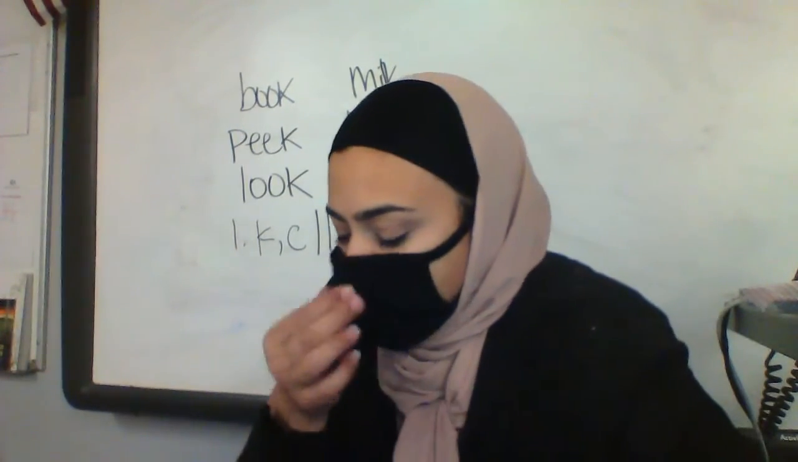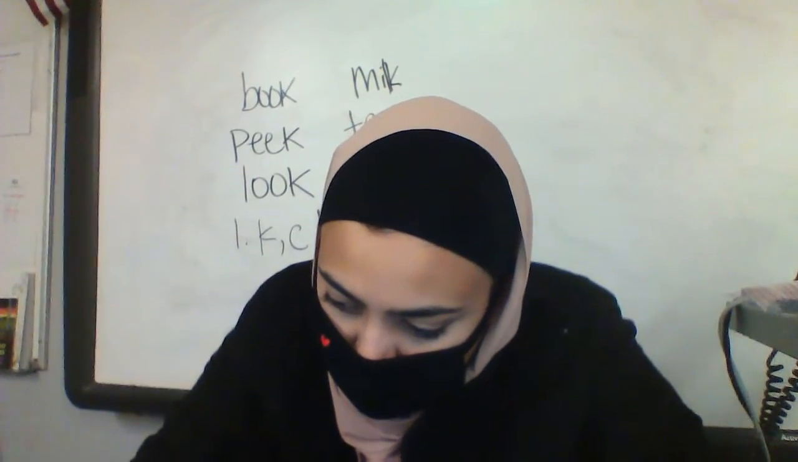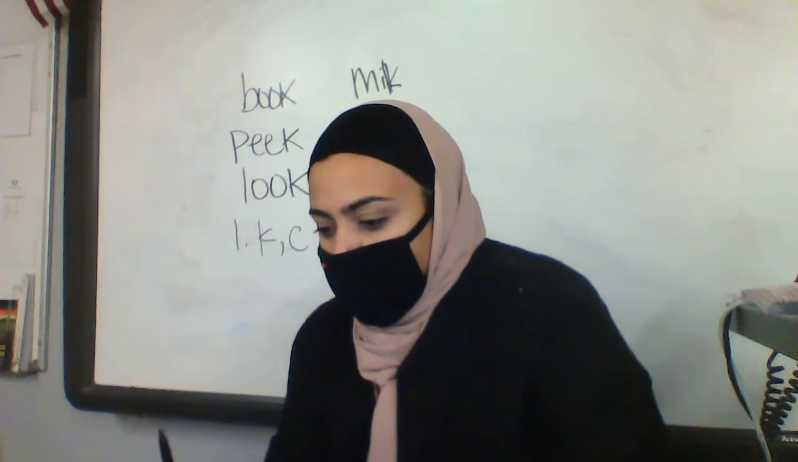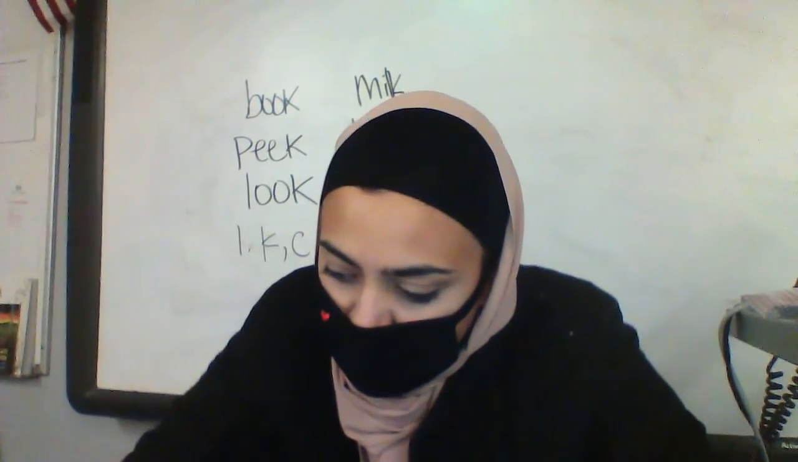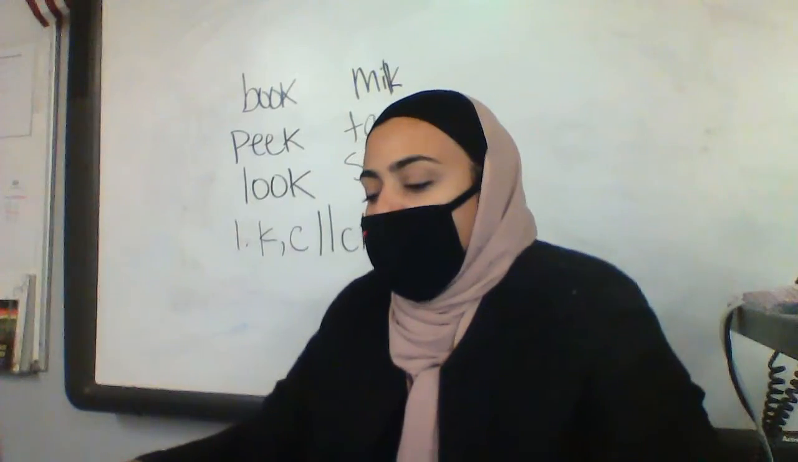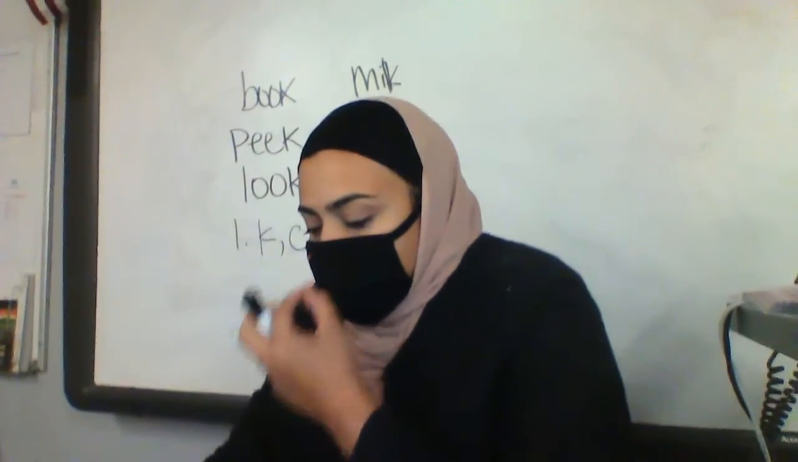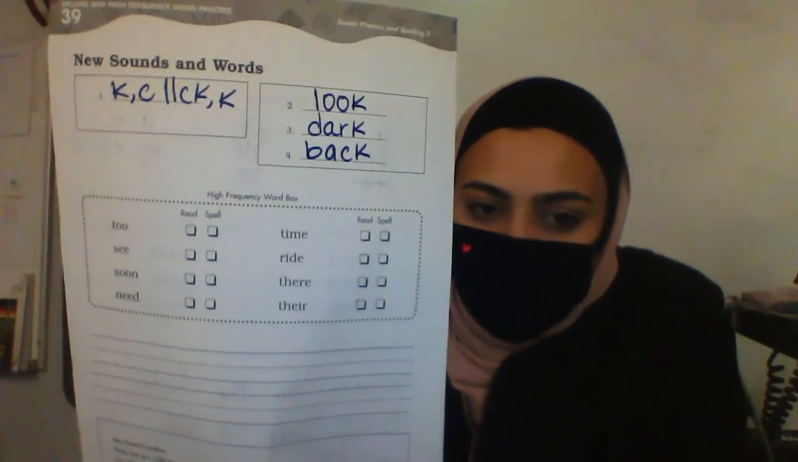Okay, now next to number 2, I want you to write the word look. Look at me. How do you spell look? L-O-O-K. Number 3, I want you to spell the word dark. When I turn off the lights, it is dark. How do you spell it? D-A-R-K. Next to number 4, spell the word back. On the back of your paper. How do you spell it? B-A-C-K. That's how your paper should look.